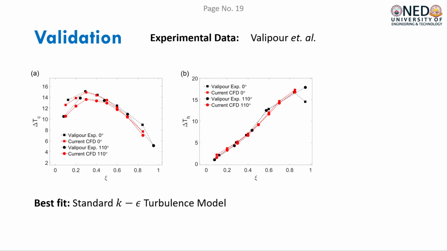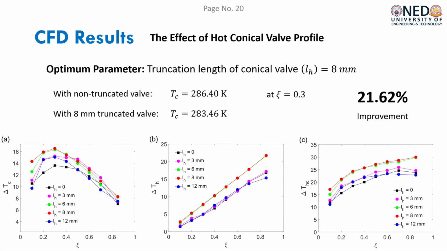The standard K epsilon turbulence model provides the best validated results of CFD data in both straight and curved vortex tube. It is observed that the cold mass fraction of 0.3 provides the maximum cold temperature difference, whereas cold mass fraction of 0.85 gives the maximum hot temperature difference. Therefore, the optimum geometric parameters can be found at cold mass fraction of 0.3. Also, for power generation, delta T HC can be formulated from the difference of hot and cold temperature values.